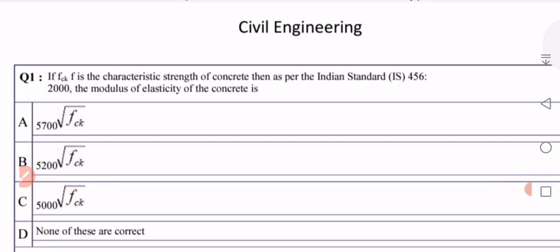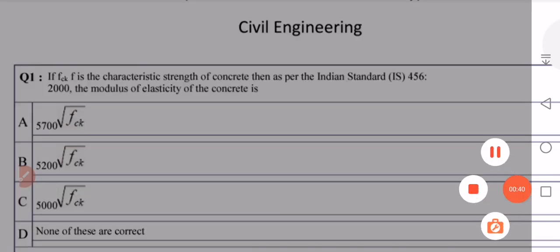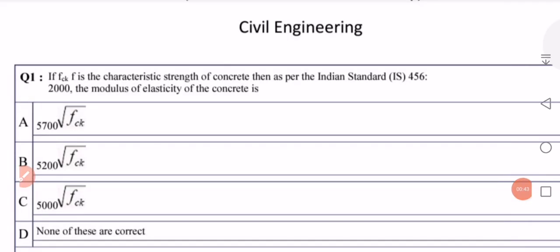Let us solve question number 1. If fck is the characteristic strength of the concrete, then as per the Indian Standard IS 456:2000, the modulus of elasticity of the concrete is: option A, B, C, D is given here.